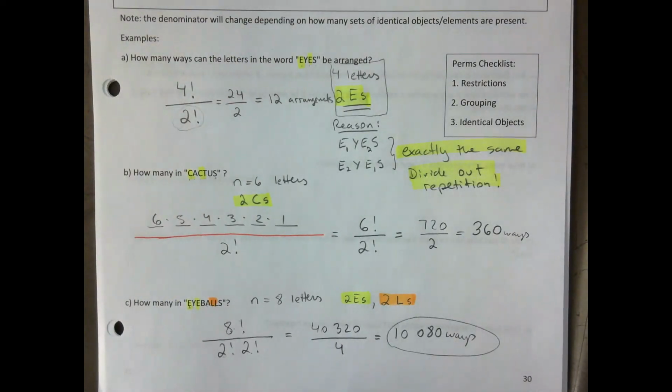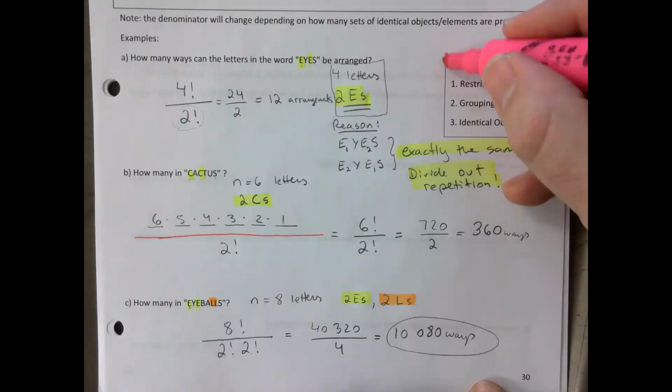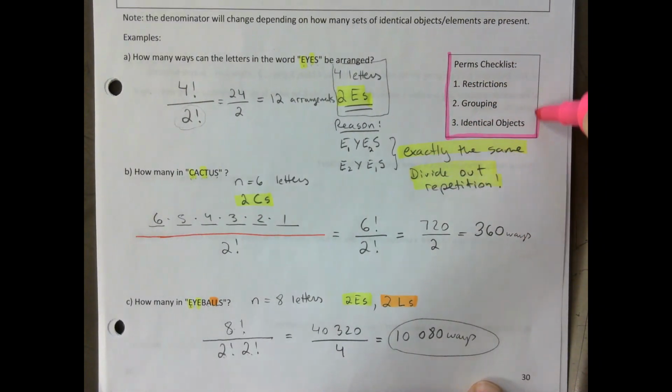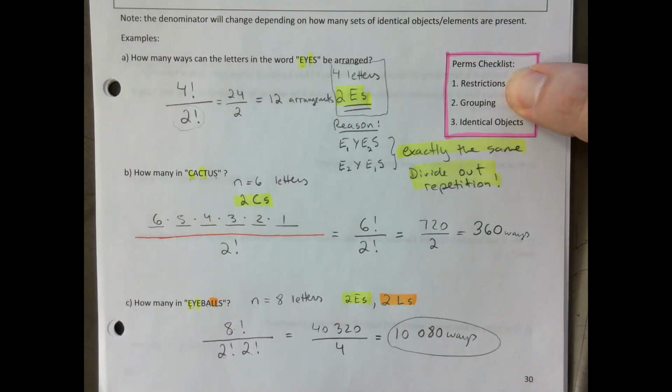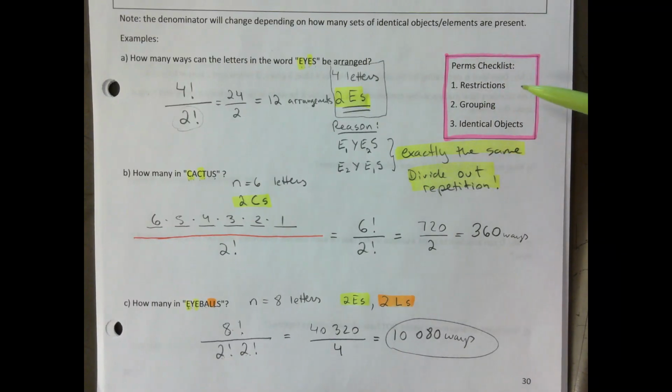I made a bit of a list for you here on the side. Perm's checklist. You want to look for, are there any restrictions put on us? Like, does the first letter have to be an L, a Y, a Z, whatever? Does it have to be a vowel? Then you want to look for, is there any indication for grouping? At the very end, you want to check for identical objects. You always want to check for that. So these are my three things that I check for moving forward.